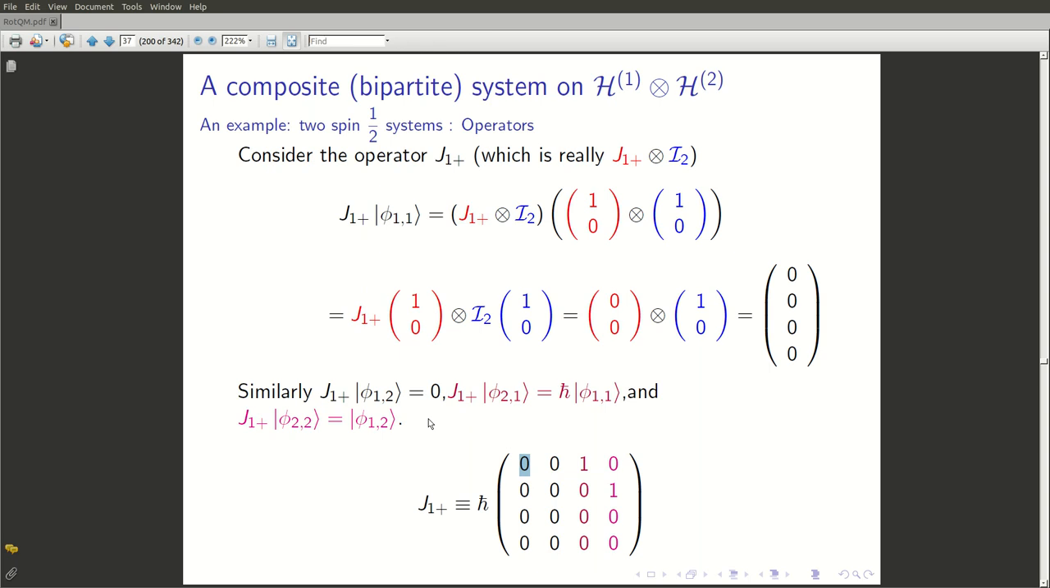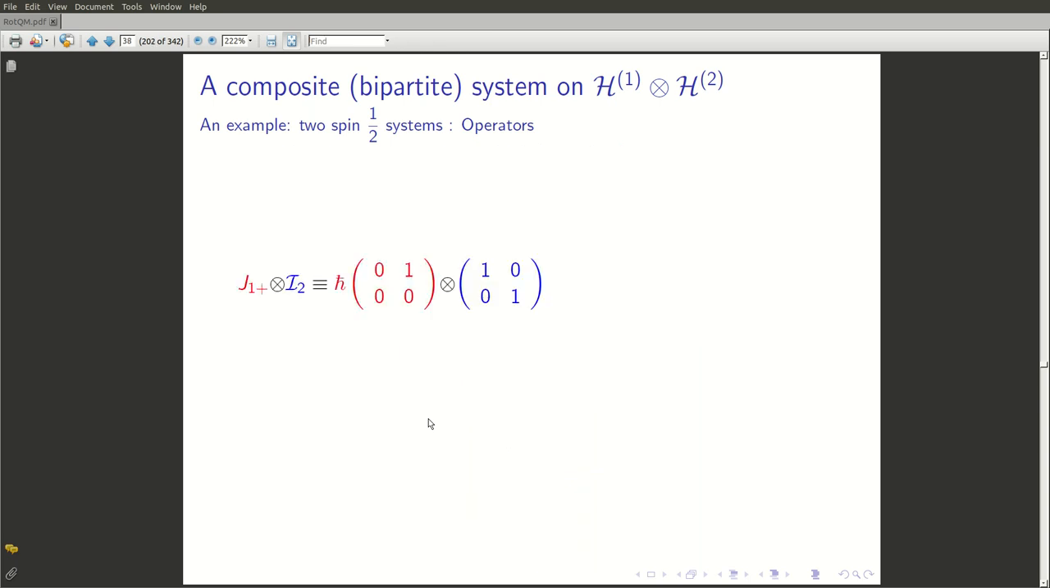Just to show you that there is another way of obtaining the same 4 by 4 matrix, all you have to do is remember that J1 plus direct product I2 is h bar times 0, 1, 0, 0, that's the matrix representation of J1 plus. I2 of course has a matrix representation of 1, 0, 0, 1. And the way in which you can calculate the matrix elements for the direct product is simply treat the product as a 2 by 2 matrix essentially, where 0, 1, 0, 0 is sitting in the four corners. Multiply each one of them by the second matrix, that is 1, 0, 0, 1 here.